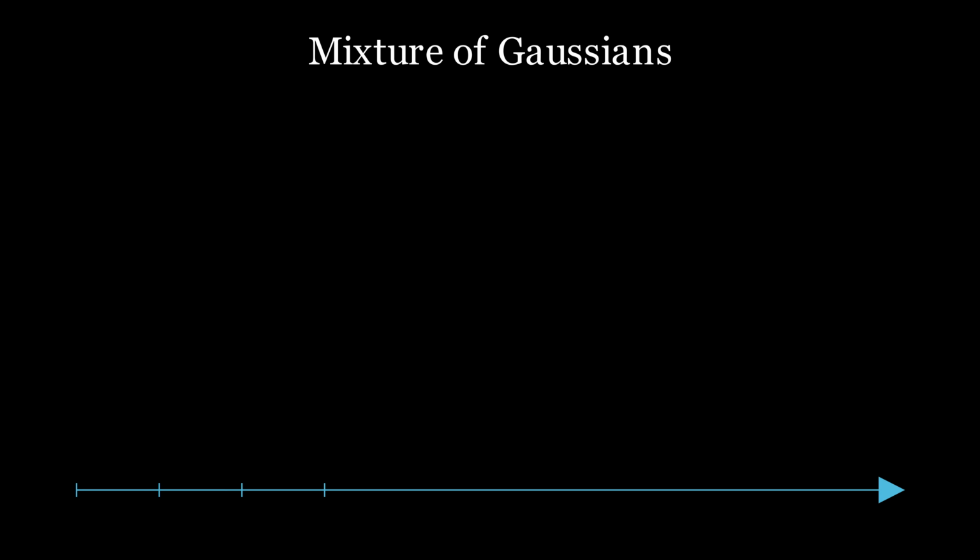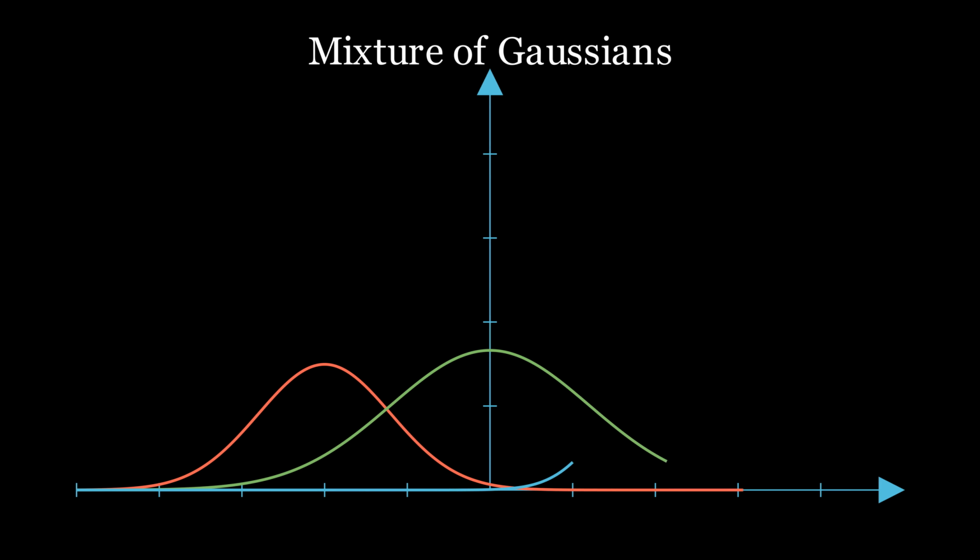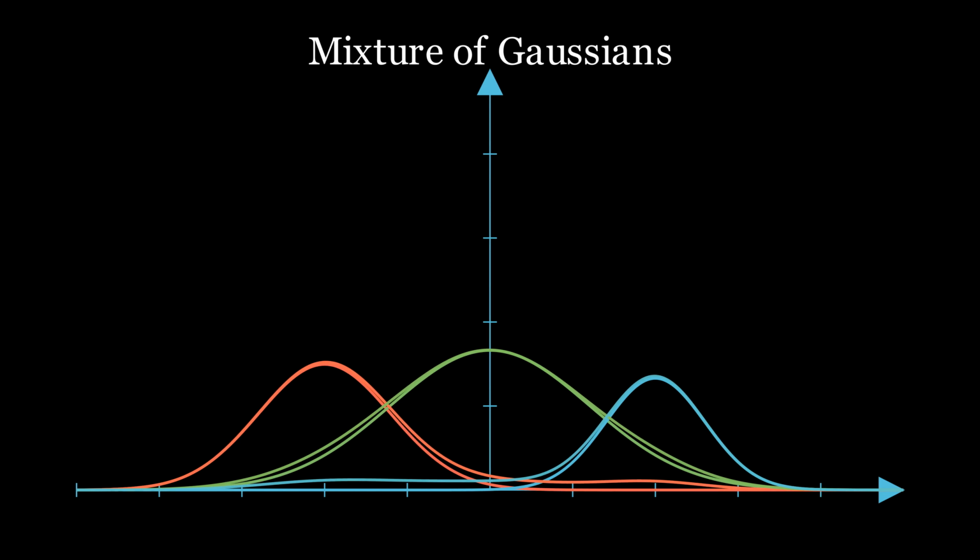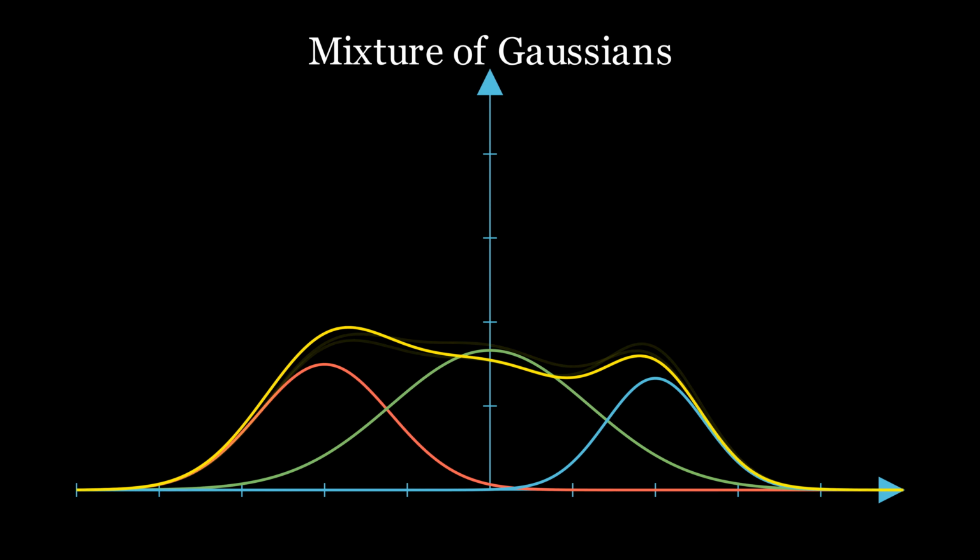A Gaussian mixture model combines multiple Gaussian distributions, each with its own mean, variance, and mixture weight. The weights represent how much each component contributes to the overall distribution.